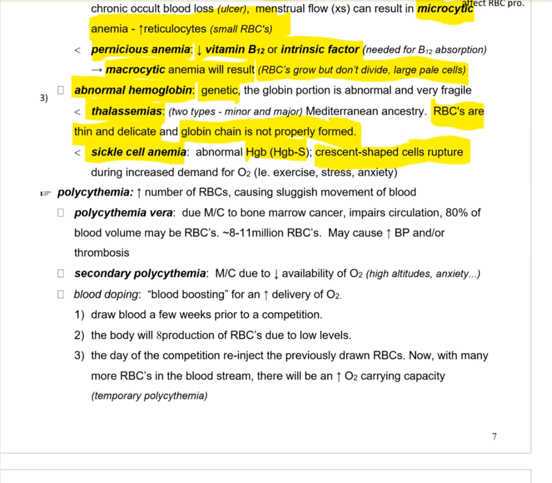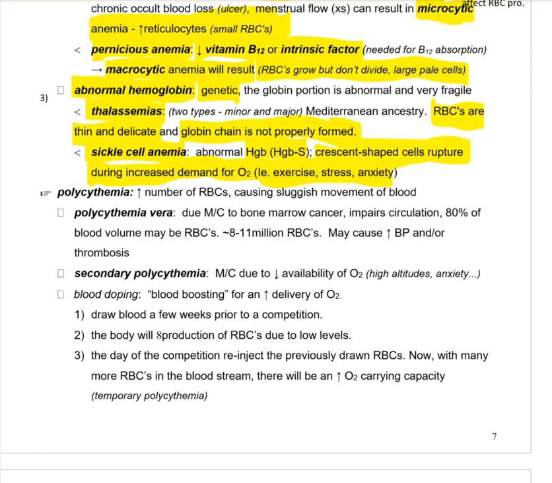So it says crescent-shaped cells rupture during increased demand for oxygen. Okay, so when we have low oxygen levels. Anyway, both of those, because they do not make the globin portion correctly, we won't get a working hemoglobin, and therefore oxygen transport will be less.